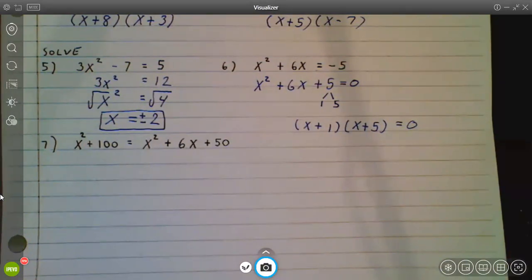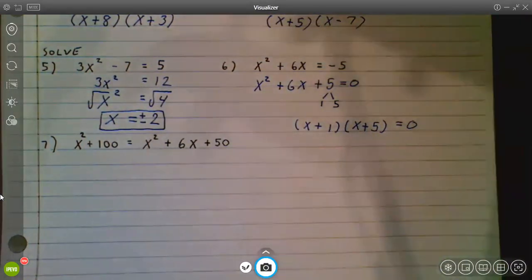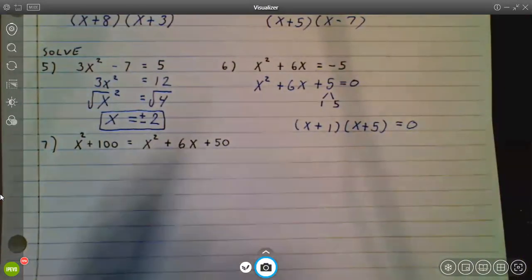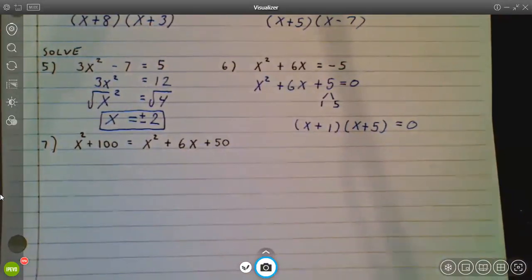The difference on this now, though, is we're not just factoring an expression, we're actually solving an equation. So this has to go an extra step beyond what we did up here, because this is now an equation that we're solving.